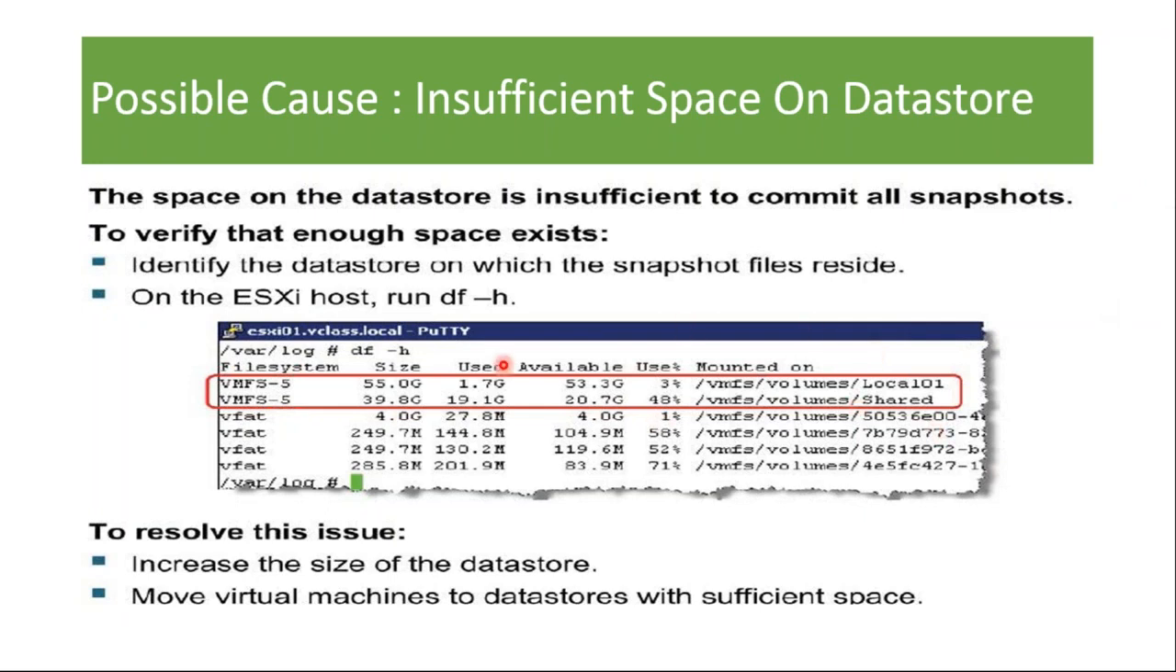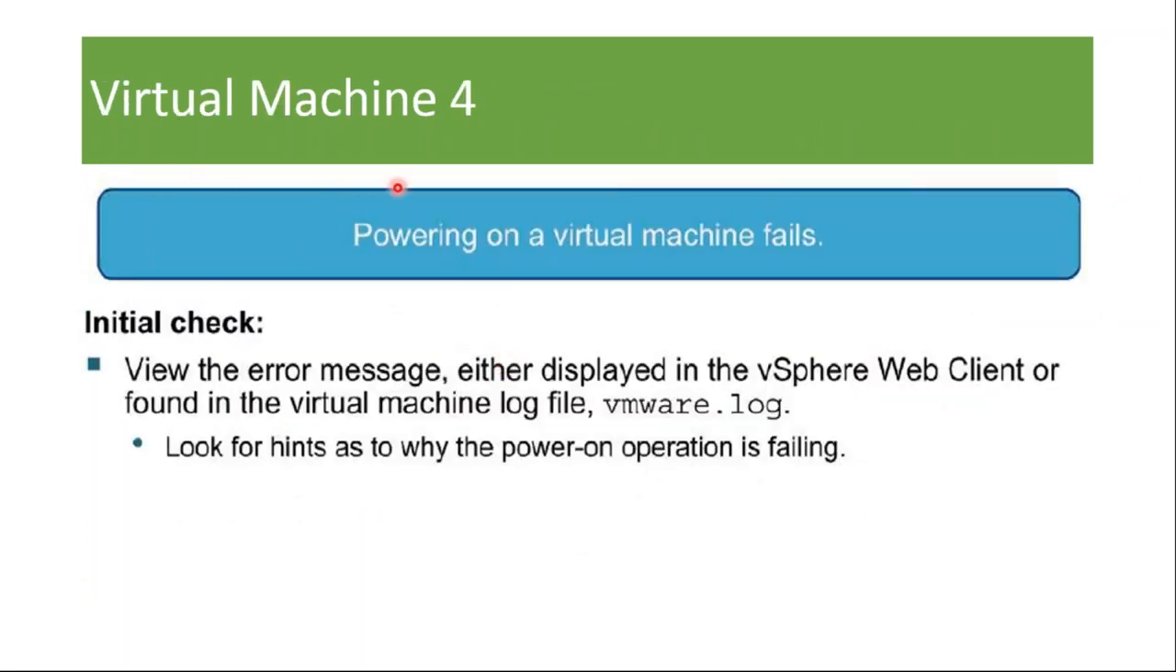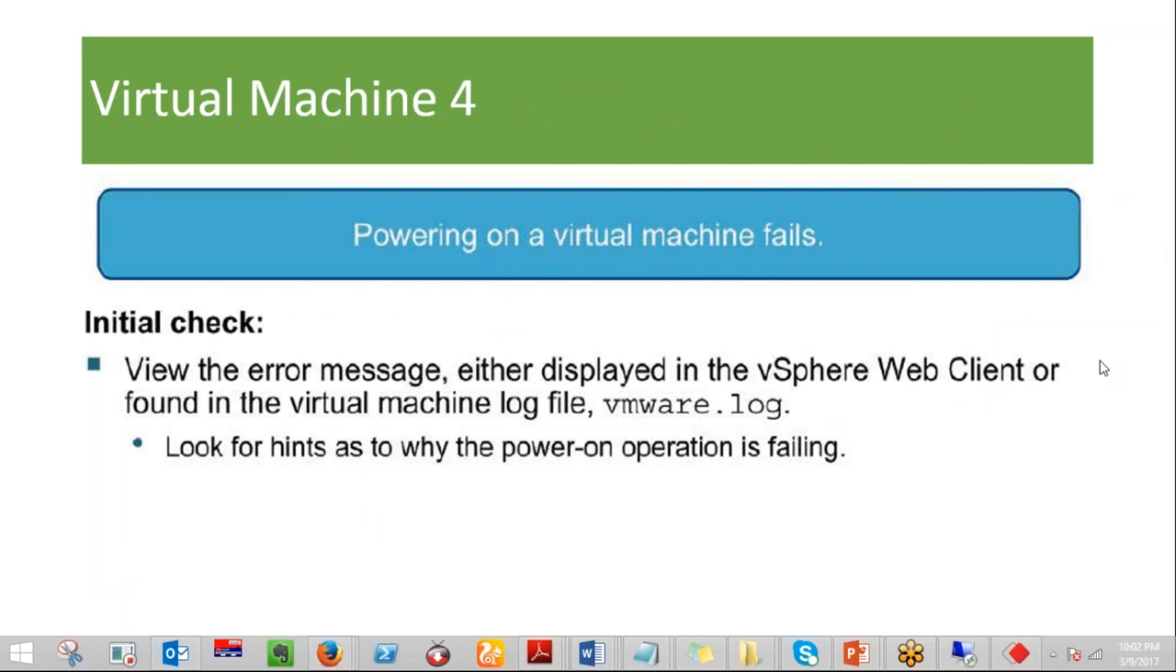Okay, so I'm moving to the next slide. Virtual machine issue 4, powering on a virtual machine fails. When you are trying to power on a virtual machine, it shows some errors. Let's see what those are. Initially, you have to check and view the error message that is displayed on your tasks and events. You have to validate that.